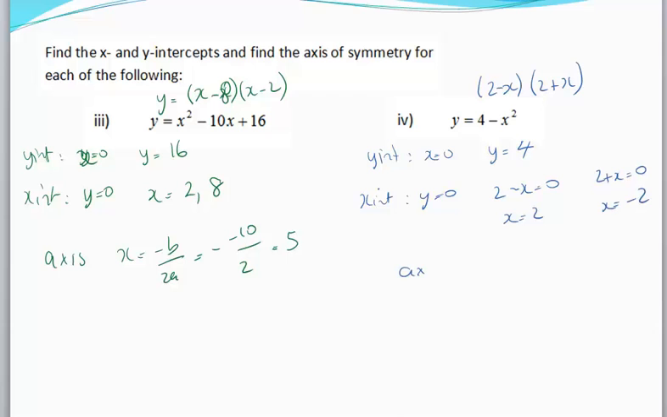Our axis of symmetry here, x is equal to minus b, and so here we see we have no b, do we? We have nothing times x, so we think, well, plus 0x, we could look at it like that. So minus 0 divided by 2 times minus 1, it's just going to be 0. So our axis of symmetry is when x is equal to 0, or lying here on our y-axis.